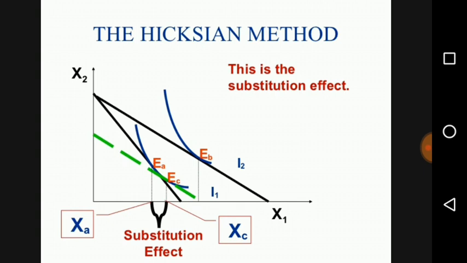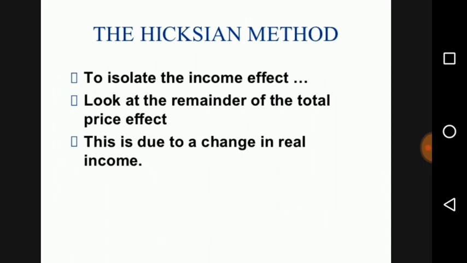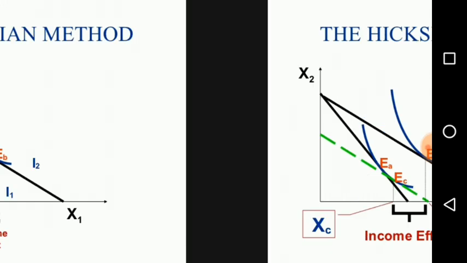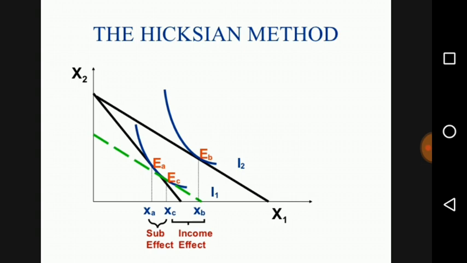Now we will see the remaining effect, the income effect. To isolate the income effect, look at the remainder of the total price effect. This is due to a change in real income. The increase in real income is evidenced by the movement from L1 to L2. Since real income has changed, the budget line has shifted outwards. So this shows that there is a change in real income. This is the income effect under the Hicksian method. So these are the two effects, substitution effect and income effect, under the Hicksian method.